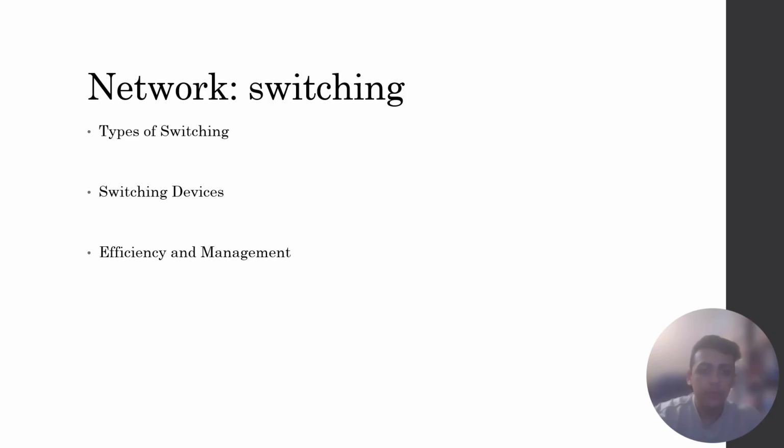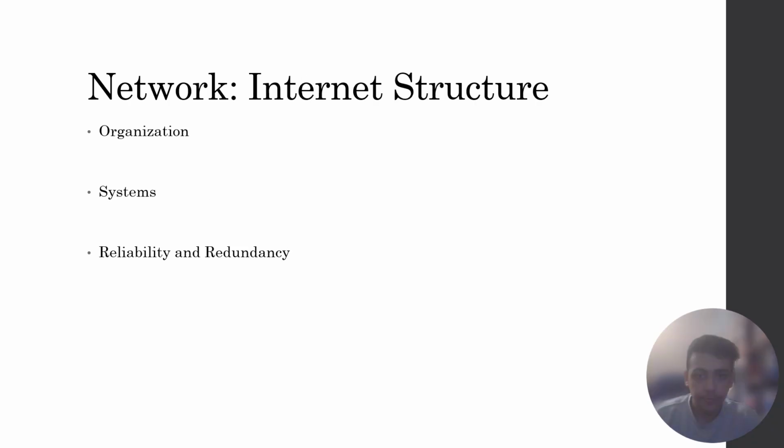With switching devices, you have devices like network switches and routers that manage the movement of data. The switches work within local networks to connect multiple devices, while the routers themselves connect different networks and guide packets across larger infrastructures. With efficiency and management, switching helps avoid congestion and ensures bandwidth is used effectively. Some techniques are store-and-forward and cut-through switching. These allow networks to minimize delays and also maximize performance.